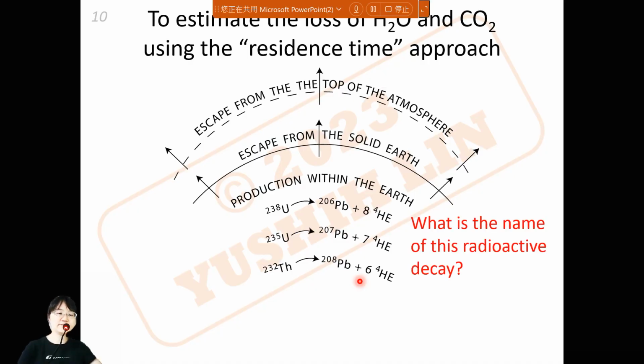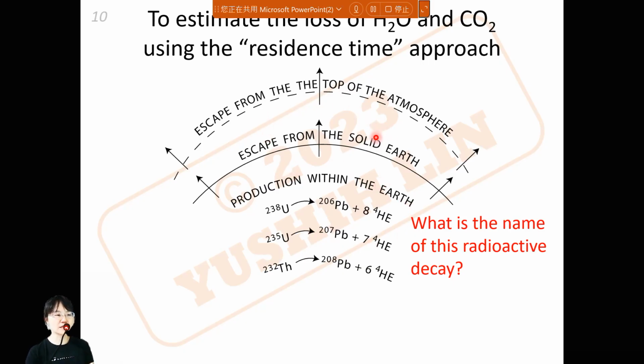Here I have a question. What is the name of this radioactive decay? So the answer is alpha decay. I hope you still remember from our lecture regarding the chart of nuclides. Based on the mass of the rock on Earth and also the concentration of uranium and these nuclides in the rock, and also based on the decay rate constant, we can calculate the production rate of helium.